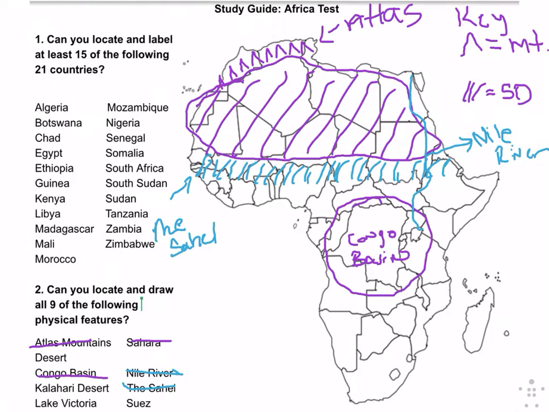Suez Canal is in Egypt. It's right here. Let me actually do it in a different color. We'll do it in orange. Suez Canal is located right here. Suez Canal. I have Lake Victoria, so Lake Victoria is located right here. Lake Victoria.